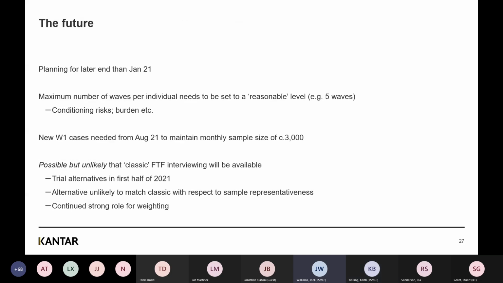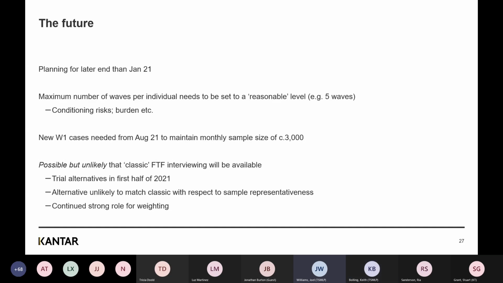So in terms of the future, currently we are planning for a later end than January 2021. But if we're maintaining the kind of design we've got at the moment, there is some thought that there should be a maximum number of waves per individual, and this should be set at a reasonable level. So the Labour Force Survey has a maximum of 5 waves per individual, and that's largely what we've designed around. There's nothing particularly magic about 5 waves versus 6 or 4, but some line needs to be drawn there, given the accumulating risks of conditioning through doing the same survey over and over again, but also some perception of burden if the same individual is having to do something once every couple of months. So given that constraint, we will need new wave 1 cases from at least August if we're to maintain the monthly sample size of 3,000.